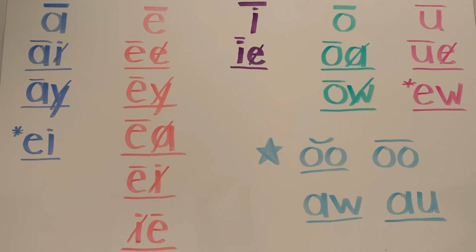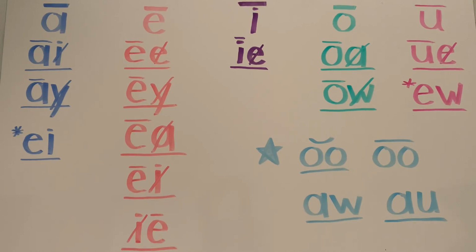And then the next one is an interesting one, again kind of like the EI pattern for the long A sound. It's the EW pattern, making the long U sound. Now there's no U in that pattern. It's an E and a W. So I don't code either one of those letters, but it is making the long U sound.